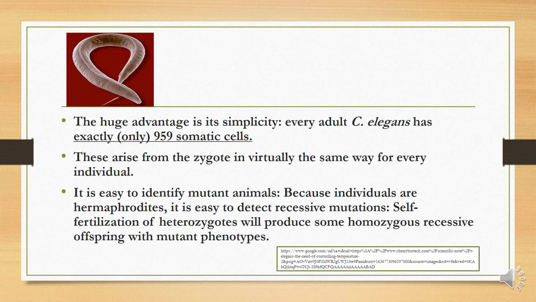It is easy to identify mutant animals because individuals are hermaphrodites, and it is easy to detect recessive mutations. Self-fertilization of heterozygotes will produce some homozygous recessive offspring with mutant phenotypes. So it is similar to that of Mendelian cross of tall heterozygous pea plants, which produces in the 3:1 ratio tall to dwarf, that is, dominant to recessive individuals.